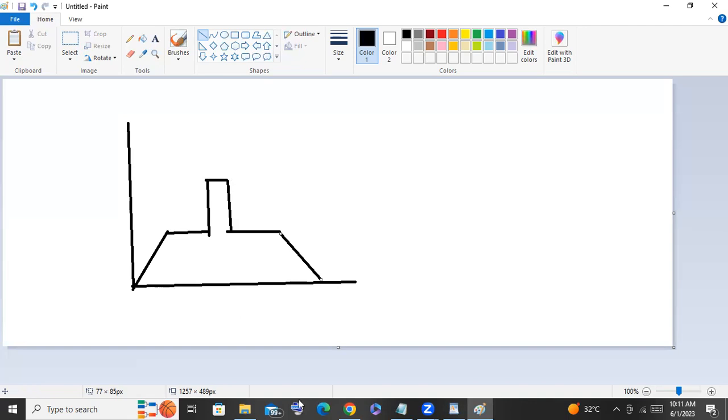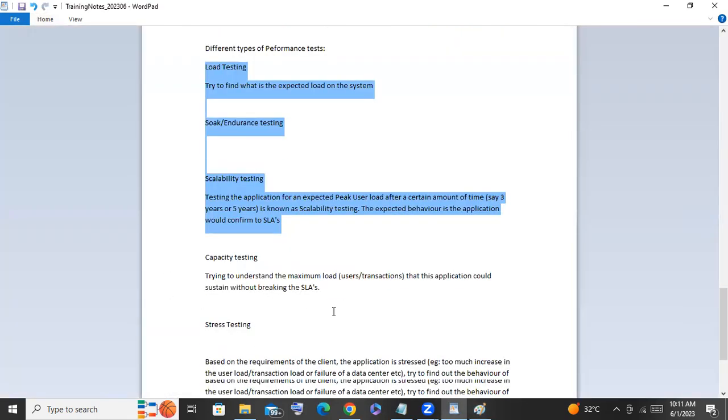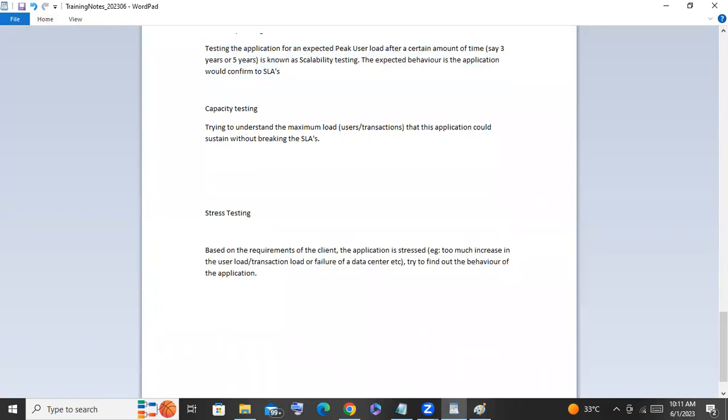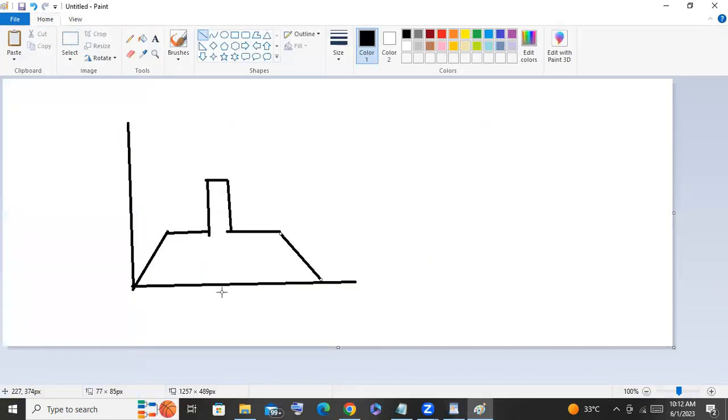Capacity testing. Spike testing. I did not actually discuss this, but this is known as spike testing, one of the types of stress testing, where the system is stressed out and then comes down. This is frequently done in some of the applications.